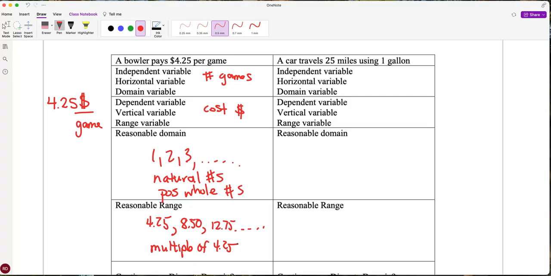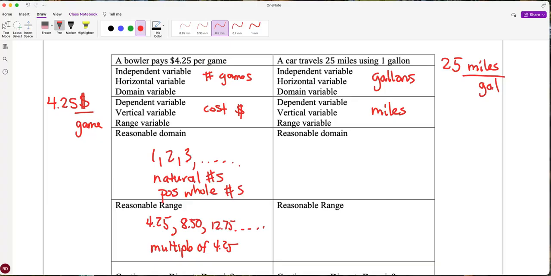Okay. A car travels 25 miles using 1 gallon. So this is 25 miles per gallon. What's the domain variable? No. This is change in what? Y over X, right? So the gallons is the horizontal. And then miles is my vertical, okay? So the domain is which one? Gallons, okay. So think about gallons that a car can use.